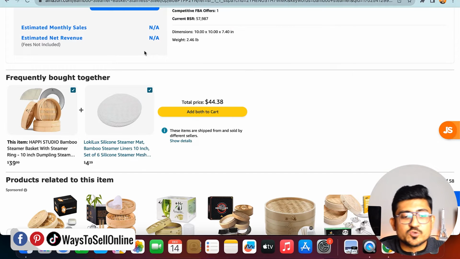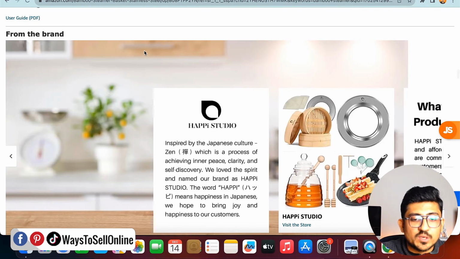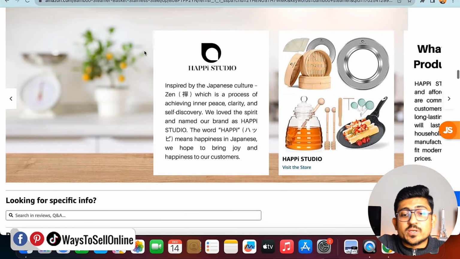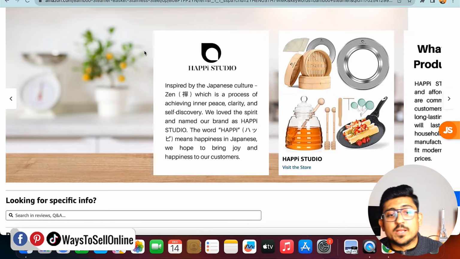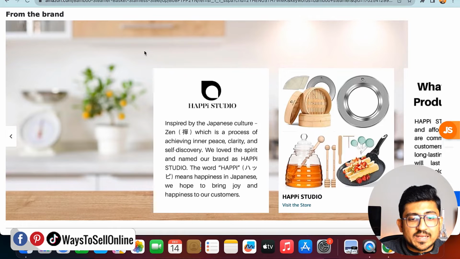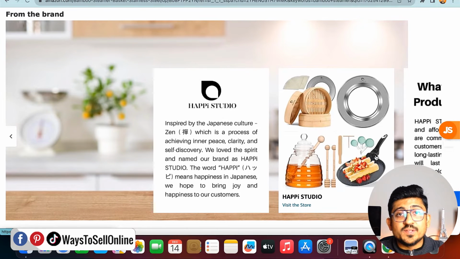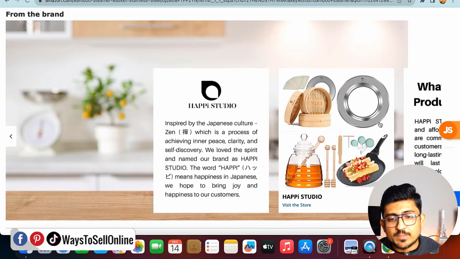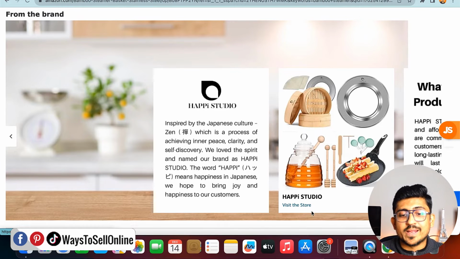And just like that, if you scroll down, you can see in the product description, in the EBC content, you can actually tag your other products as well. Like you can see in the product description, the brand name is Happy Studio, and on the right side I can see there are basically 4 products they are selling: this bamboo steamer, this steamer ring, this honey bottle, and this frying pan, I think. So they have combined all 4 products into a storefront and put that storefront link, Happy Studio, visit the storefront, in the description.